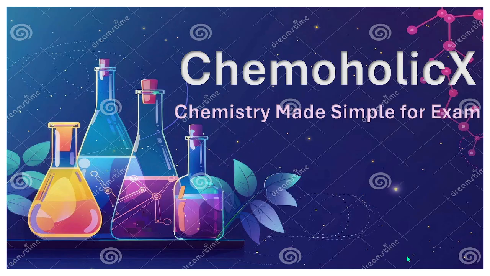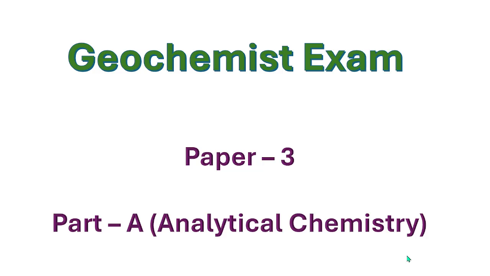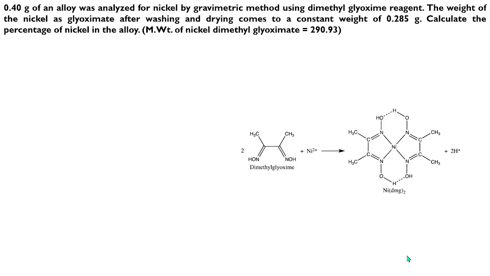I'm continuing on my video series on solving the numerical problems on analytical chemistry, part A of paper 3rd, which come in paper 2018 examination of the Geochemist exam. And here today I have taken two problems from the paper of 2018 and each question is of 5 marks. So here is the first question for today's video.